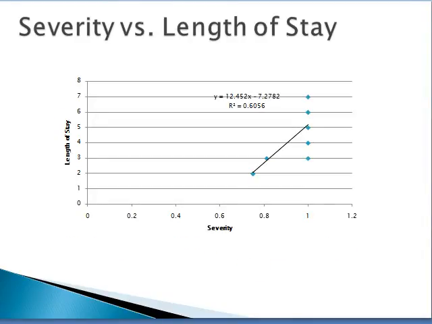Here is a graph that represents the overall severity versus length of stay using the data shown on the previous slide. As you can see, there is a positive relationship between the two variables. This indicates that there is a positive link between severity of illness and the length of stay for the patient.